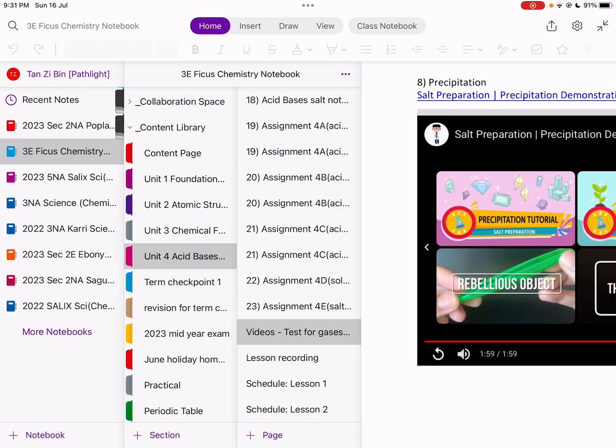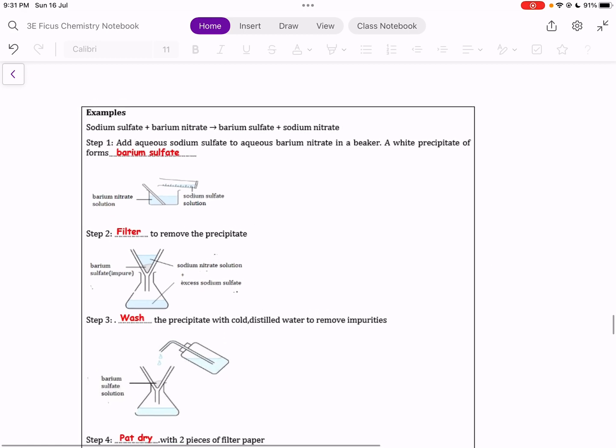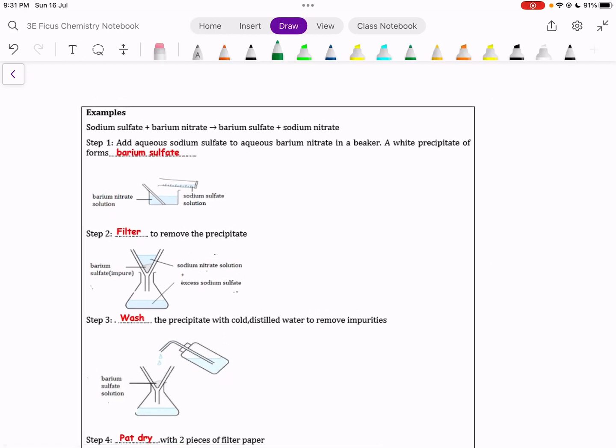Okay, let me go back to the notes. The example used in my notes is barium sulfate. So barium goes with nitrate, then the sulfate can be a salt or otherwise an acid, sulfuric acid. In this case I chose to go with sodium. So you add the two solutions together, aqueous sodium sulfate to aqueous barium nitrate. Then you get a white precipitate. Next chapter we're going to learn a bit about colors of precipitates and different solutions. Then you form your barium sulfate, which is what you want.